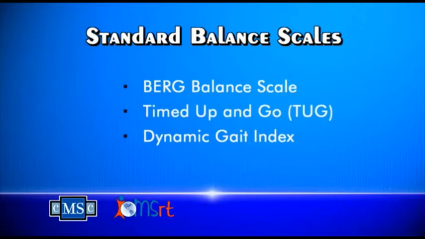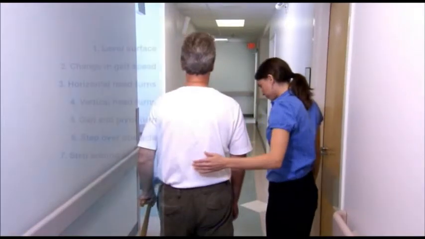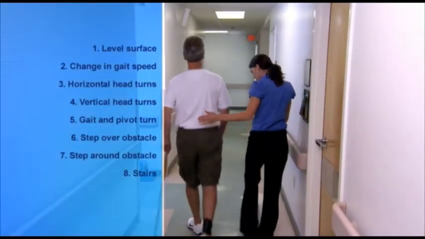The Timed Up and Go has been utilized extensively in identifying patients at fall risk, and the Dynamic Gait Index has been utilized in patients with vestibular dysfunction and has been demonstrated to be an effective tool in patients with multiple sclerosis. We'll now see Mike display the Dynamic Gait Index.